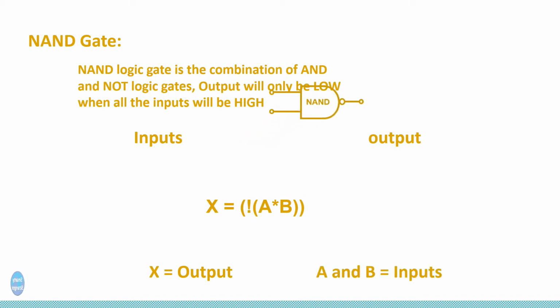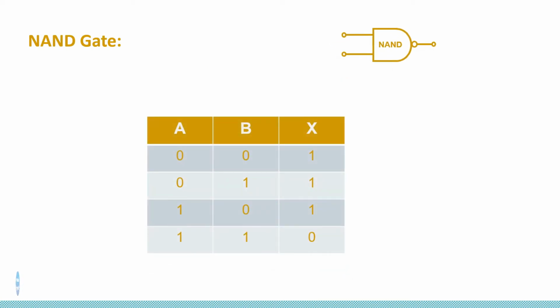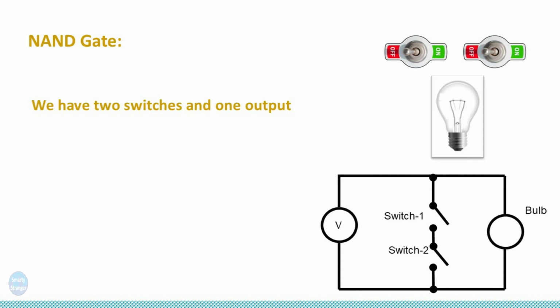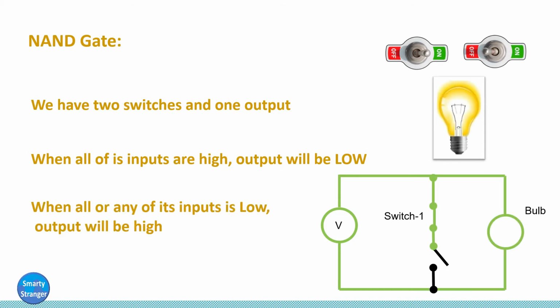If we draw its truth table, it would be like this. Consider the table. The output of the NAND gate is high when all or any of the inputs is low. The output is low when all inputs are high. Now we try to understand this concept by making its electrical circuit. We have two switches and one output. When all of its inputs are high, the output will be low. When all or any of its inputs is low, the output will be high.